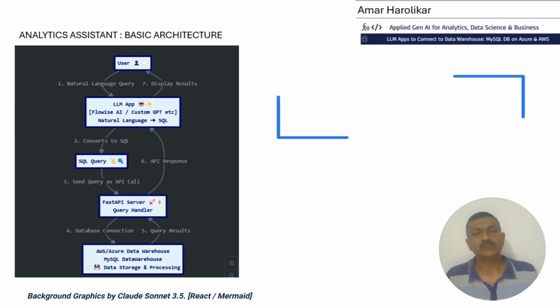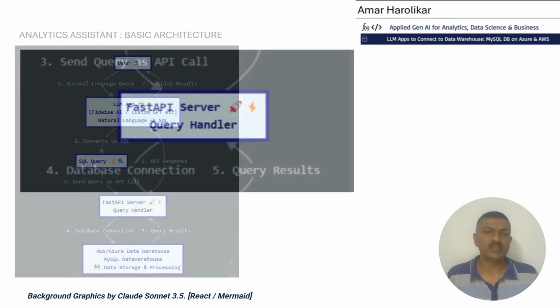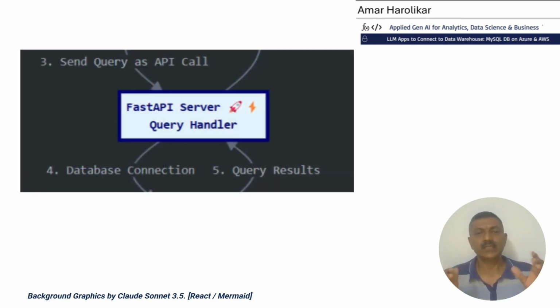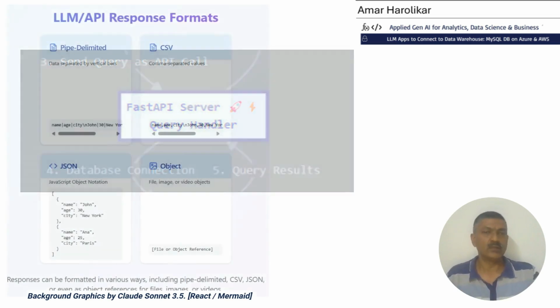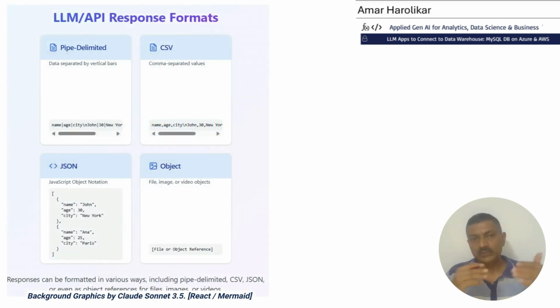The code itself is a short, simple Python code. GPT coded it. All it does is take the incoming query, establish a connection with the database, send the query to the database, receive the response back, and then send the response back to whoever is making the API call, the front end. For my response I use a pipe delimited format, but it can be any format, CSV, JSON, or even an object can be passed along, like a file, image, or video file. Again, the IT world has been doing this for decades.